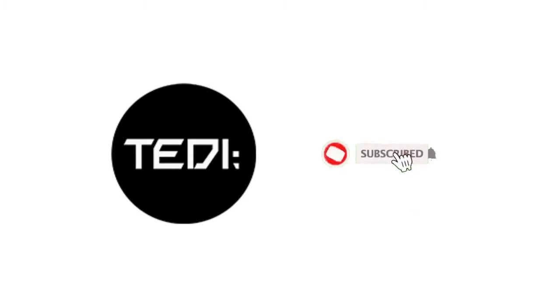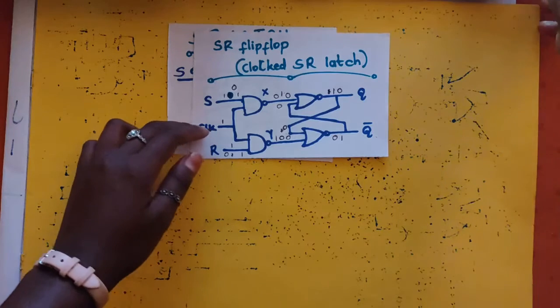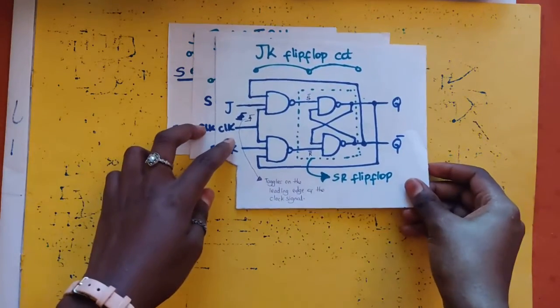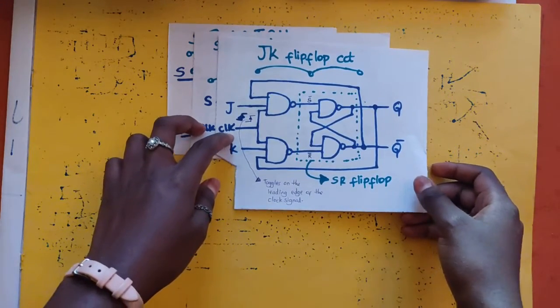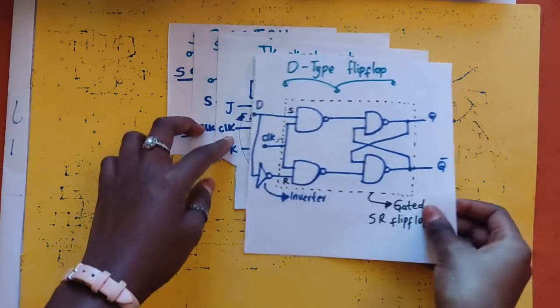In the previous videos, we've looked at the SR latch. We proceeded then to the SR flip-flop, and then to the clocked JK flip-flop, and now we will be looking at the D-type flip-flop.